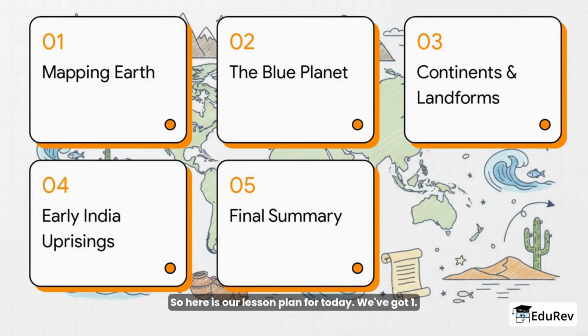So here is our lesson plan for today. We've got 1. Mapping our spherical Earth. 2. Exploring the blue planet. 3. Landforms across the continents. 4. Early Eastern India uprisings. And 5. A world geography final summary.